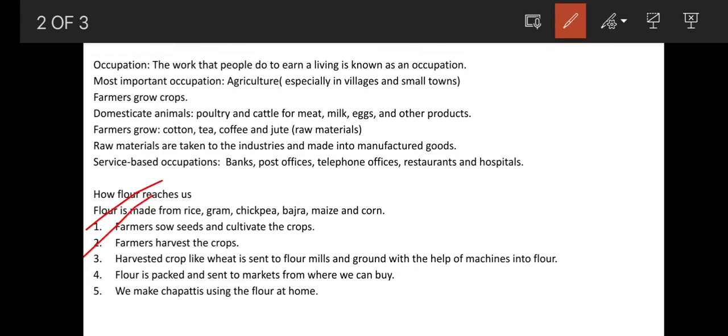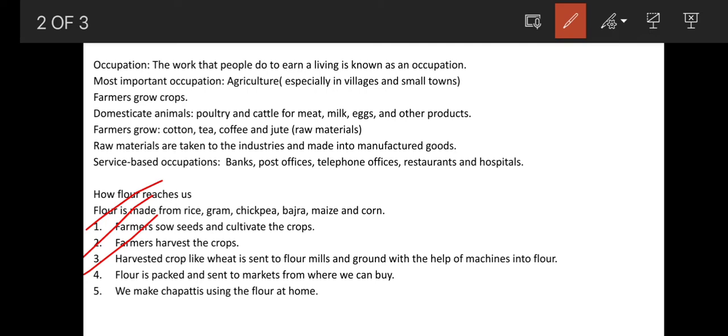What is the second step? When the crops are ripened, when they are ready, what do the farmers do? The farmers harvest the crops. Means they collect all the crops together. And what is the next step? The harvested crop like wheat is sent to flour mills and ground with the help of machines into flour. When the wheat is collected by the farmers, it is sent to flour mills.